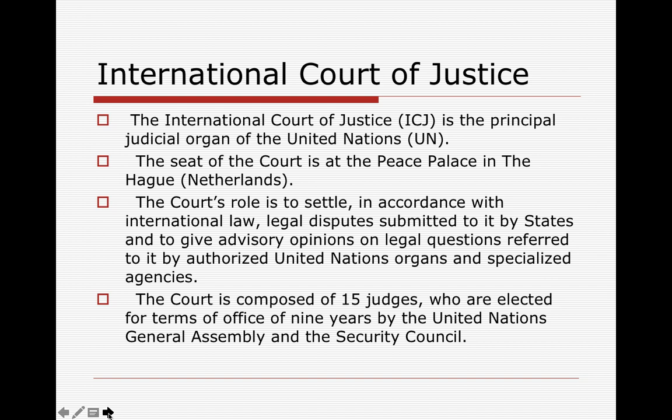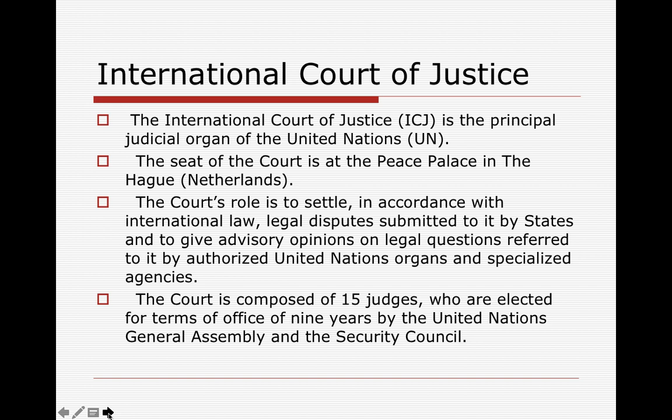The first point that I want to make is that when we take a look at the International Court of Justice, we have to identify that it is the principal judicial organ of the United Nations. And there are a few details here as to where it is located, in the Hague. But the primary part, as we have been discussing at different contexts, is that the ICJ has to settle, in accordance with international law, legal disputes submitted to it by states and to give advisory opinions on legal questions referred to it by authorized United Nations organs and specialized agencies.